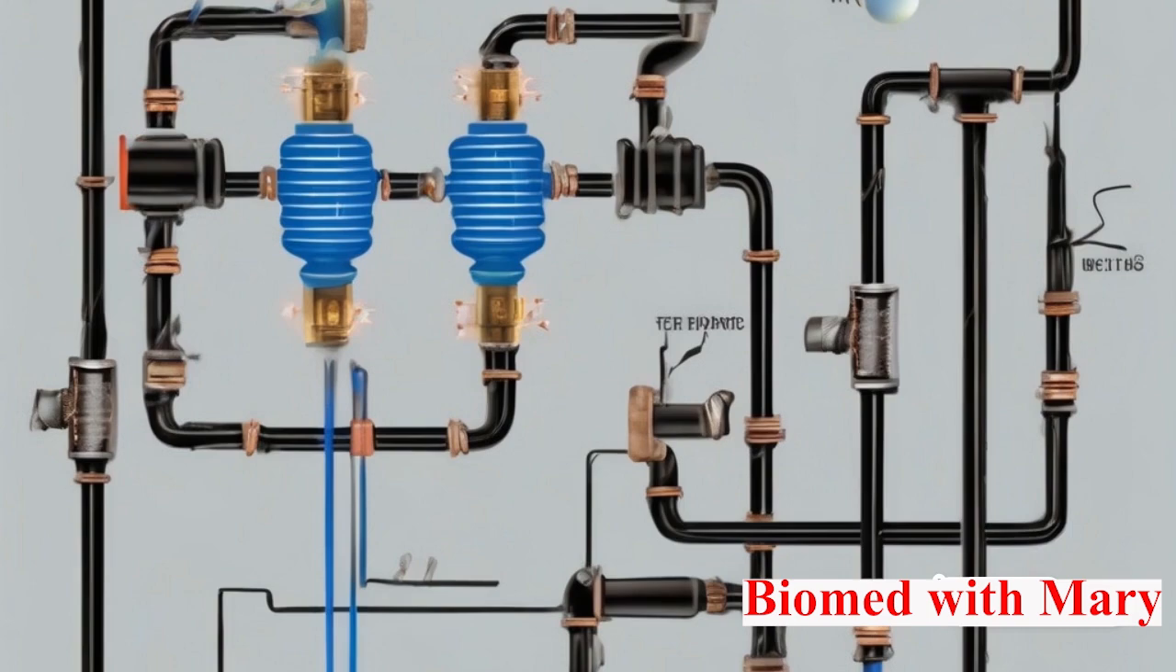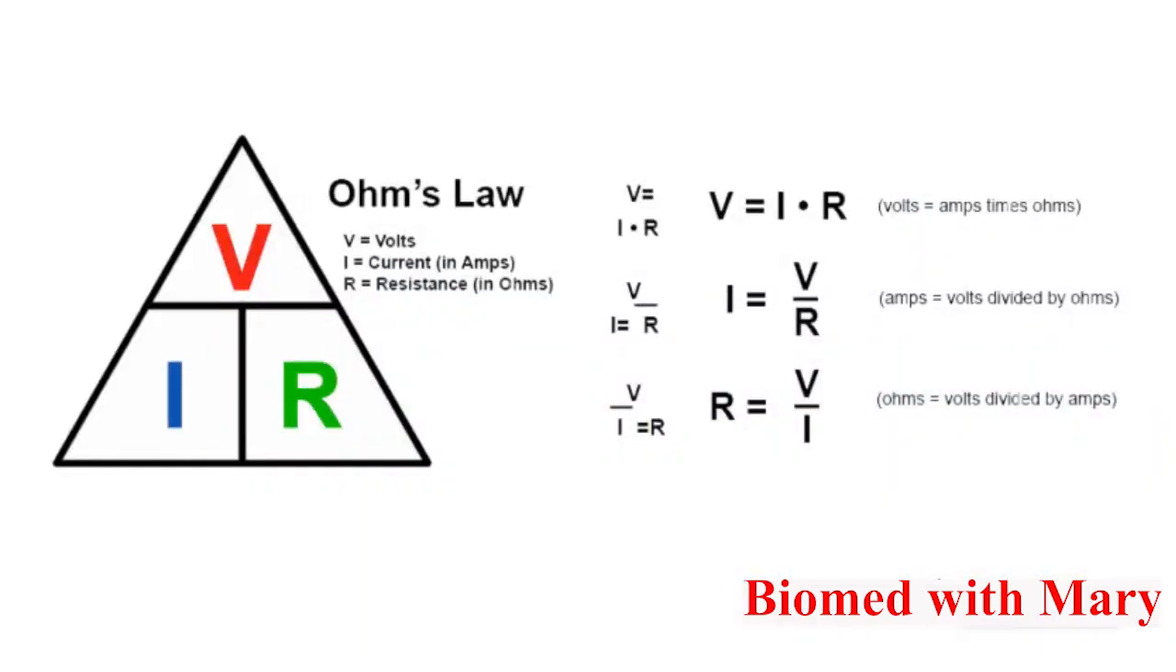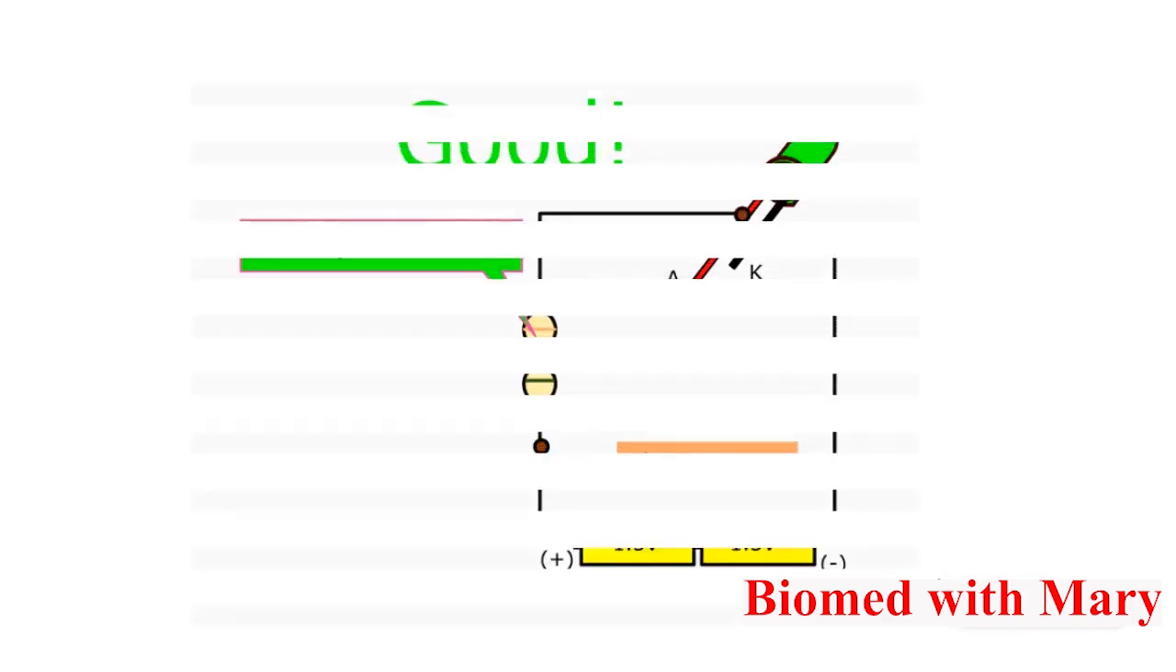Think of electricity like water flowing in a pipe. A resistor is like narrowing the pipe. It reduces the flow. According to Ohm's law, voltage equals current times resistance. If resistance increases, current decreases.